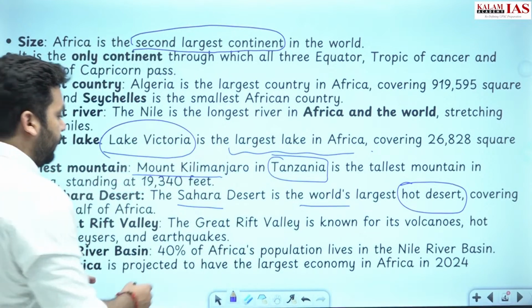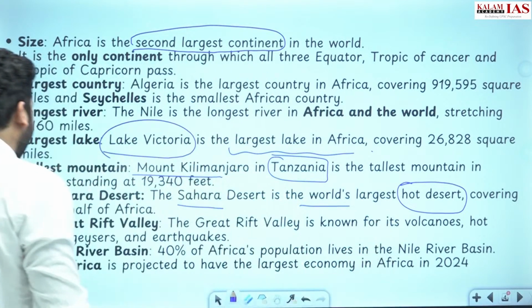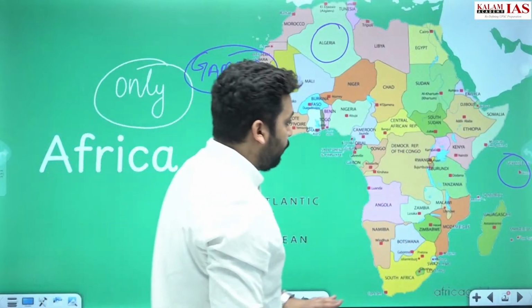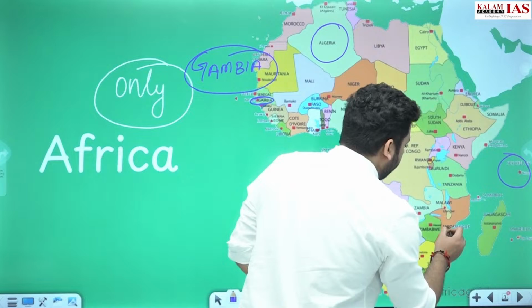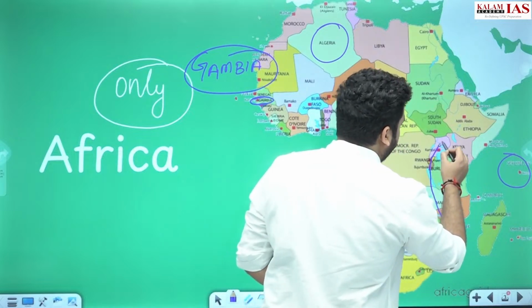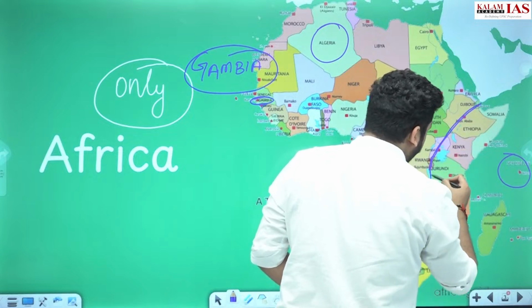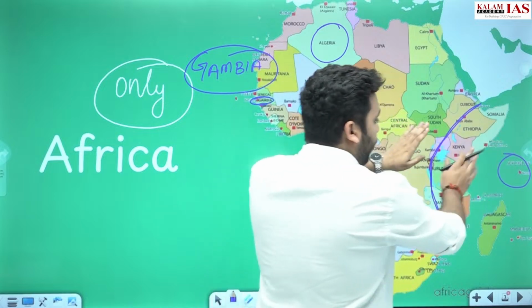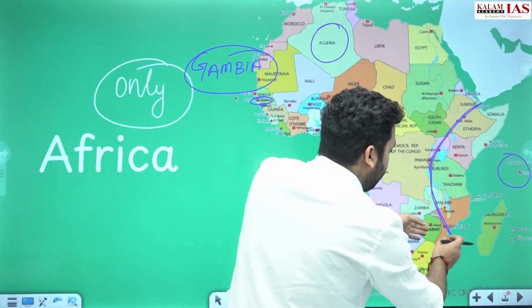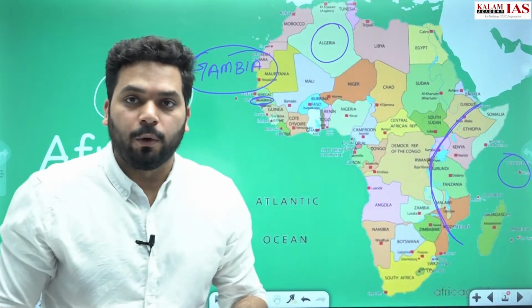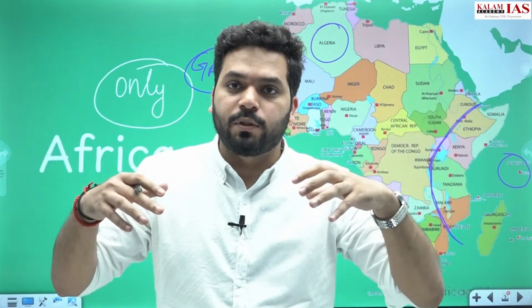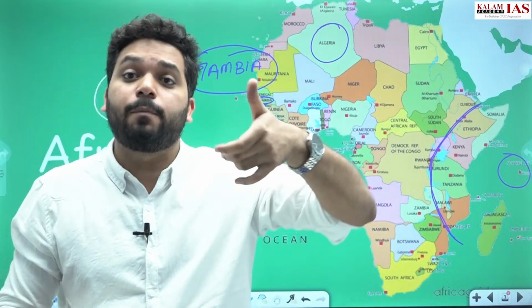The Great Rift Valley is known for its volcanoes, hot springs, geysers and earthquakes. You must have heard about the fact that there is a divergent plate boundary within the continent in Africa. This part of Africa is breaking. It is diverging. So it is making a great rift valley inside Africa. And when this rift valley is spreading and the rainwater comes, it is making rift valley lakes. We are going to discuss those rift valley lakes also. It is very important for prelims.